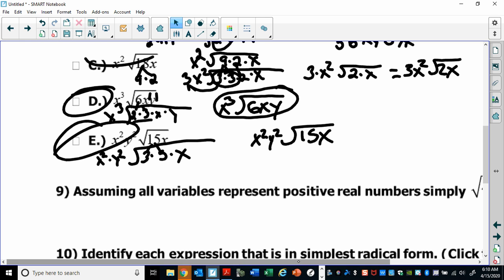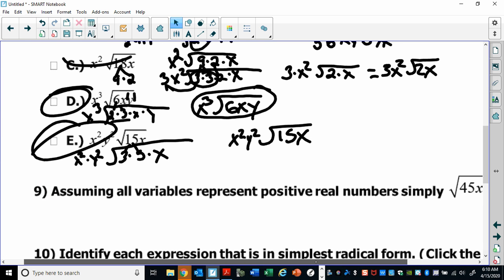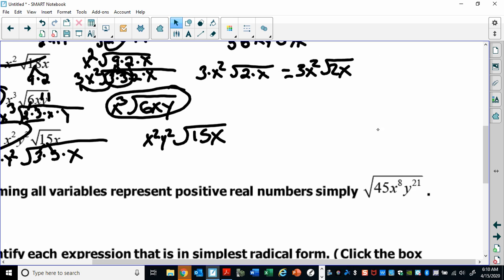Now we're over here and we're breaking down, assuming all variables represent positive real numbers, simplify. That just means it's not a zero, because 0 would just be 0, and then that would make everything 0. You can't have a square root of 0. And right now we don't want to deal with that. So what we're going to do is break down the 45, and we're going to break down the x, and we're going to break down the y. Remember the exponent simply tells us how many times that x is underneath the radical.